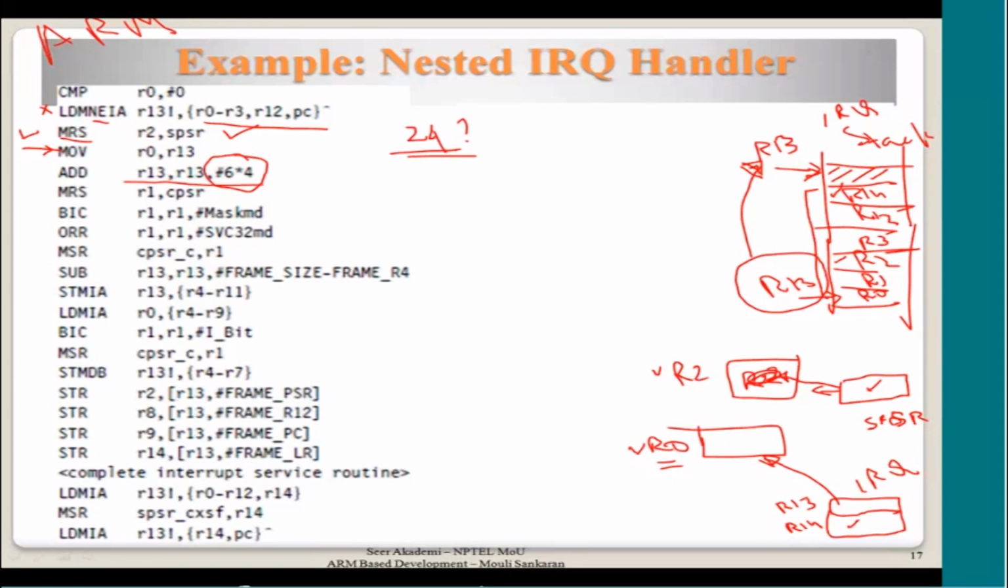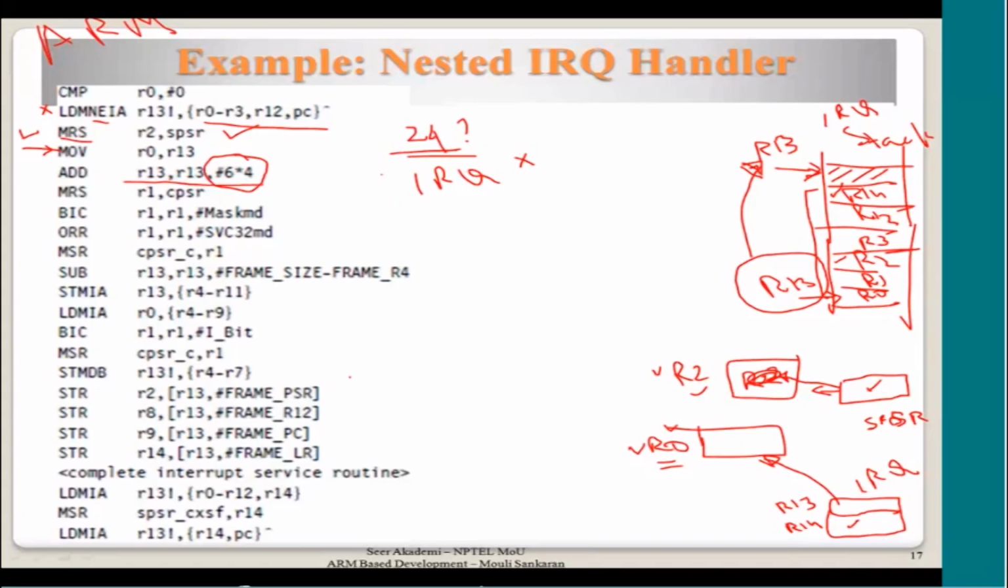R13 is now gone back. But please remember, we are inside the IRQ handler, and we have not enabled the IRQ interrupt yet. Okay, it is not enabled. By default it is disabled on entry. So there is no possibility of another interrupt coming while we are executing this code.